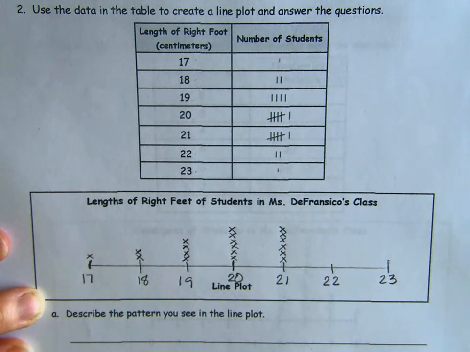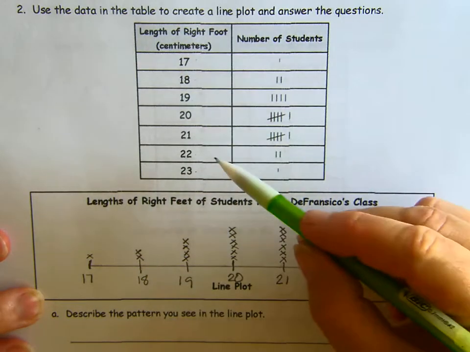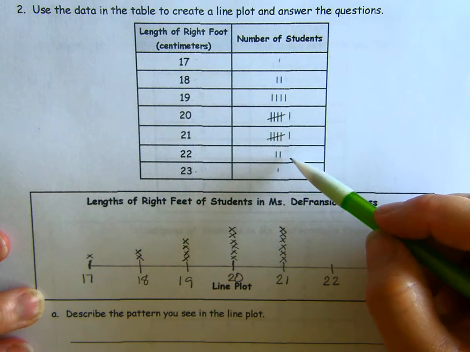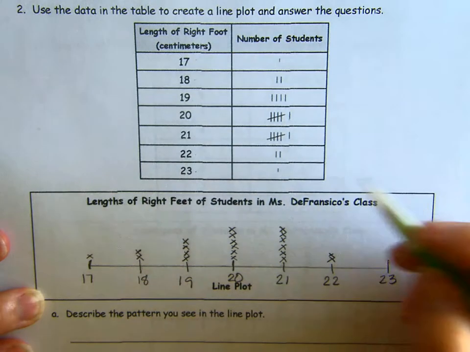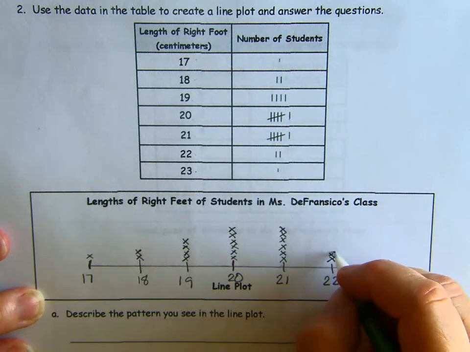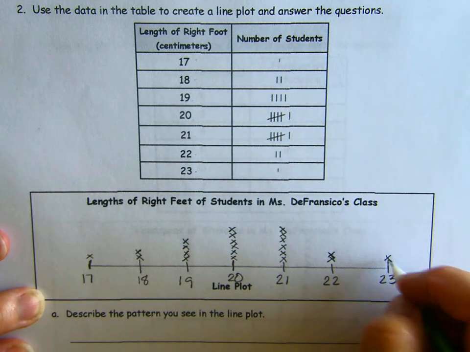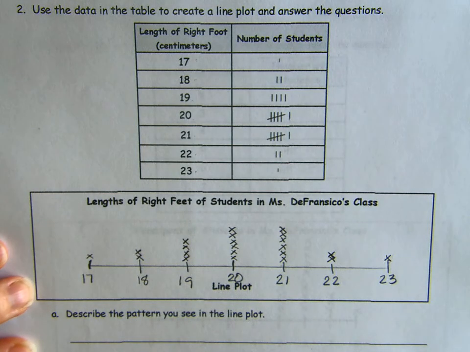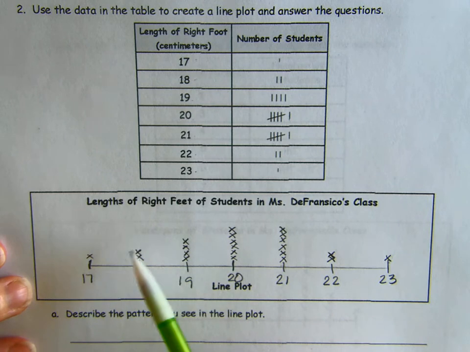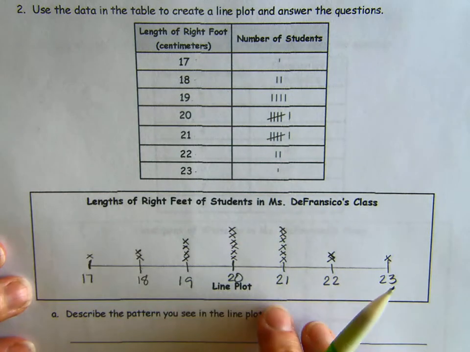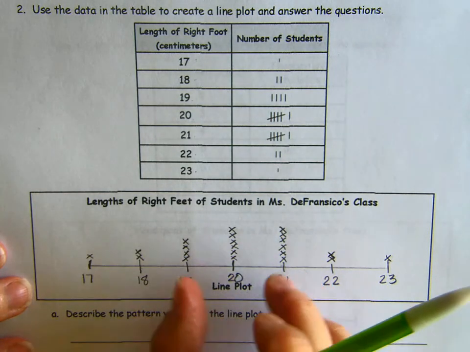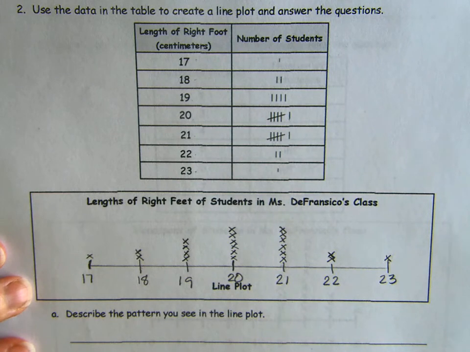So we have 6 again at 21. Ooh, that one got a little bit bigger, but that's okay. Doing our best. 22 now only has 2. And 23 has 1. Now look at the pattern that we have. Again, these kids are about the same age, so their feet are going to be similar in size.